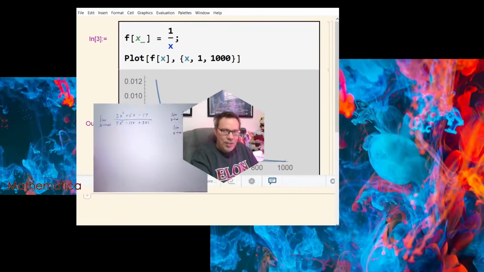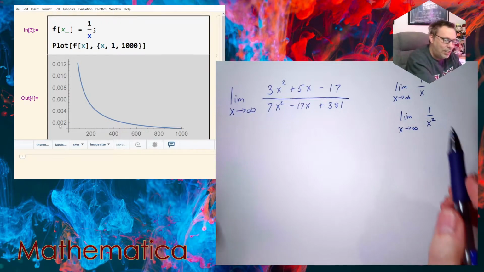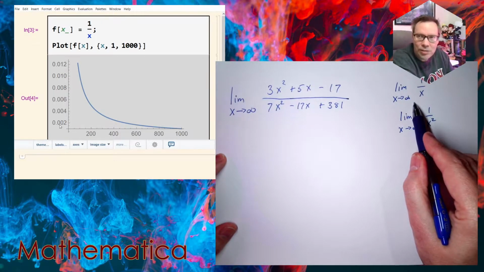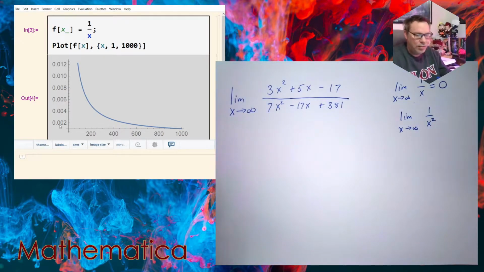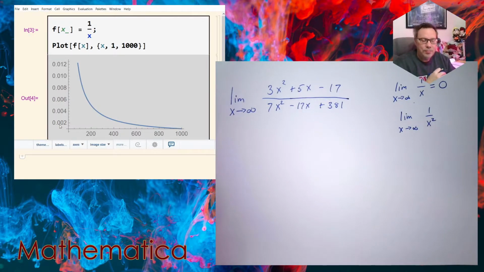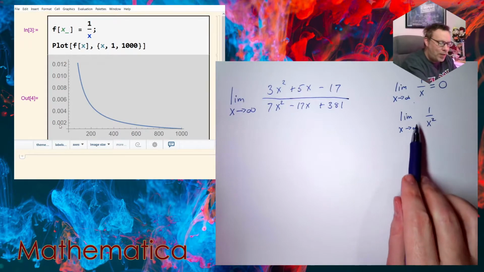So what do you think the limit when x approaches infinity of 1 over x is going to be? Well, from our graph, I think we should conclude 0. Another way to think about this is 1 over a large number, and then 1 over an even larger number, that gets smaller. So I know I'm not going to get a negative number, and 0 is my best bet here.